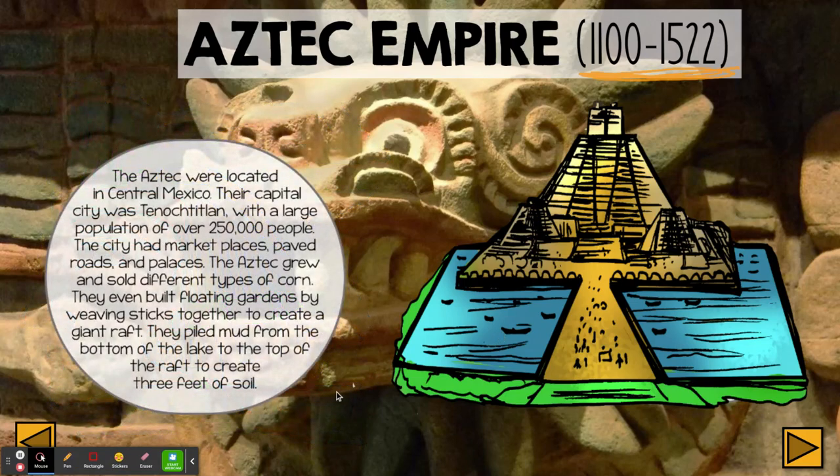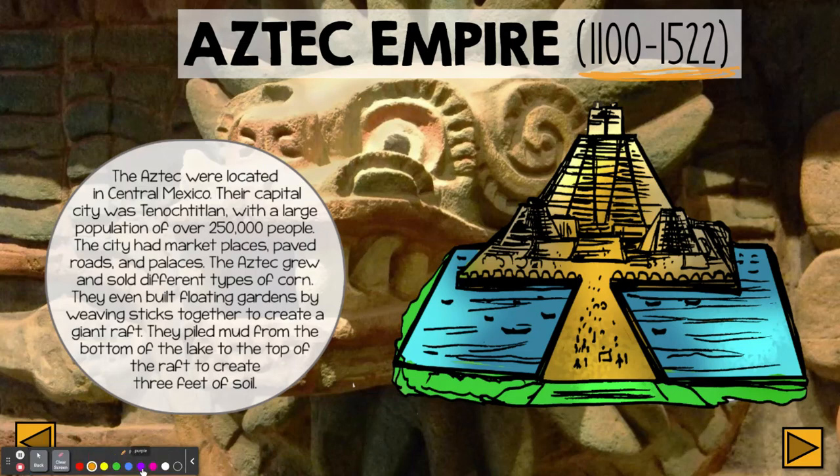The Aztecs were located in central Mexico. Their capital city was Tenochtitlan with a population of over 250,000 people. Their city had marketplaces, paved roads, and palaces. Aztecs grew and sold different types of corn. They even built floating gardens by weaving sticks together to create a giant raft. And they piled mud from the bottom of the lake to the top of the raft to create 3 feet worth of soil. So there's a couple categories that we're going to hit in here.